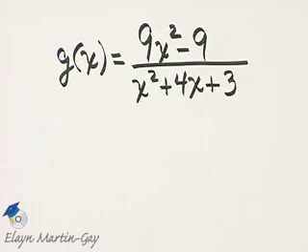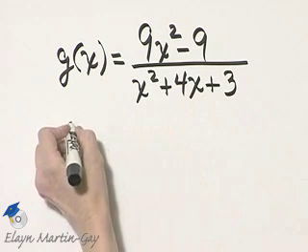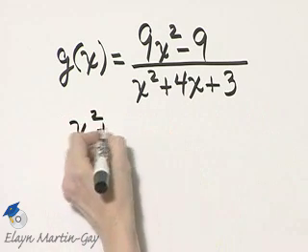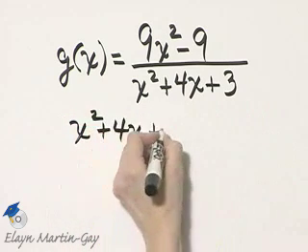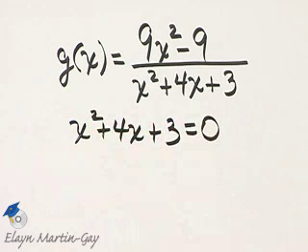What is the domain of g of x? We're going to assume that the domain is the set of real numbers except those real numbers that make the denominator 0. So we need to know what numbers, if any, to exclude from the domain. Let's set the denominator equal to 0 to find out what values make the denominator 0.